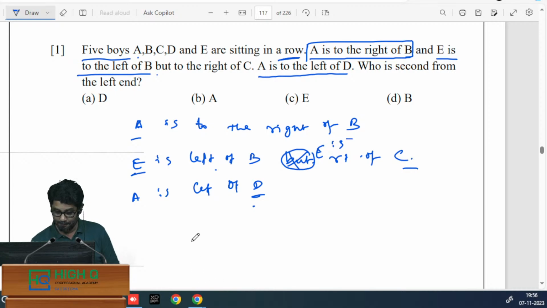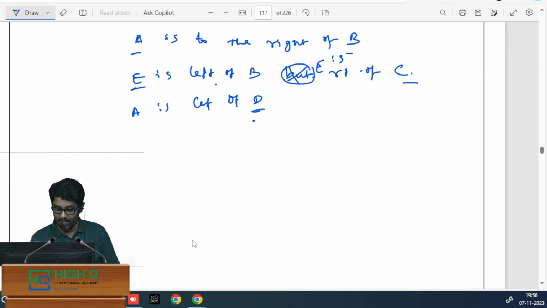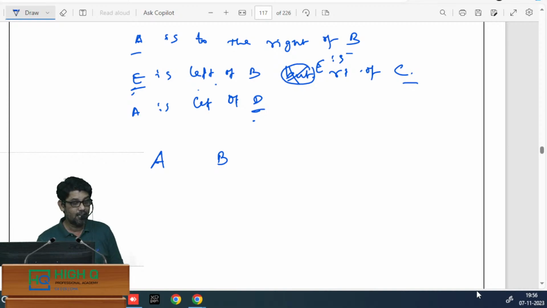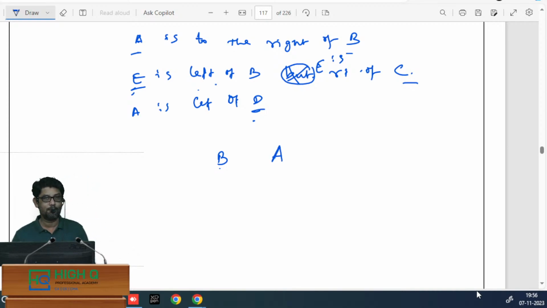Now let me start. First one. A is to the right of B. Is that clear, my dear? E is left of B. So do we have B here in that arrangement? Yes, of course. And E is left of B, so where can E come, my dear? See, A is right of B. Is it right? This is right. Why are you people shaking your hands? I don't know.